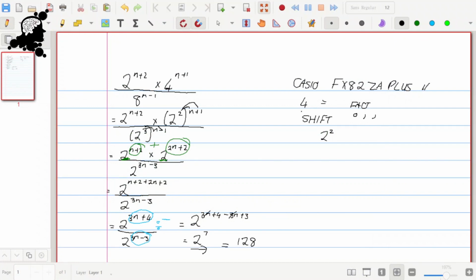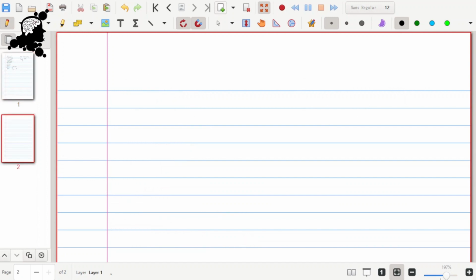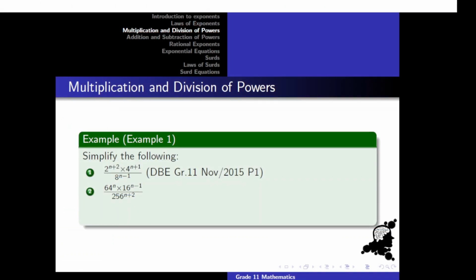So back to our writing pad. Let's open up a new sheet of paper, and let's write down the question. So we've got 64 to the power n, multiply by 16 to the power n minus 1, divided by 256 to the power n plus 2.